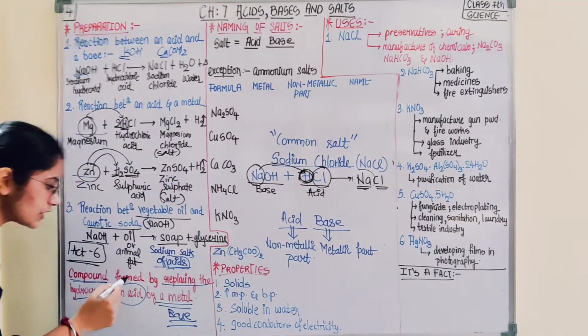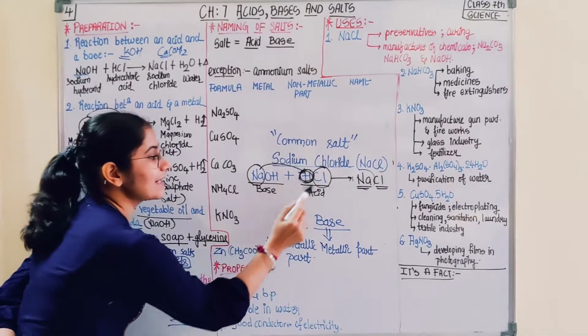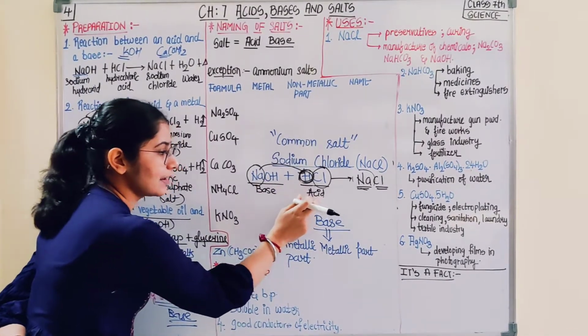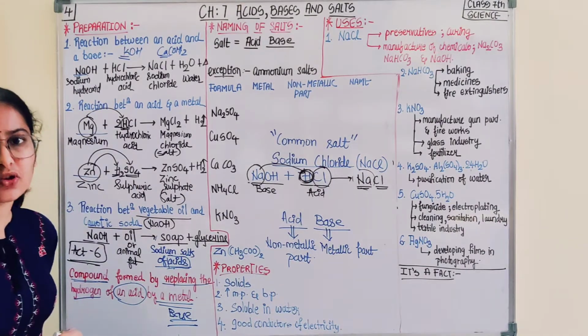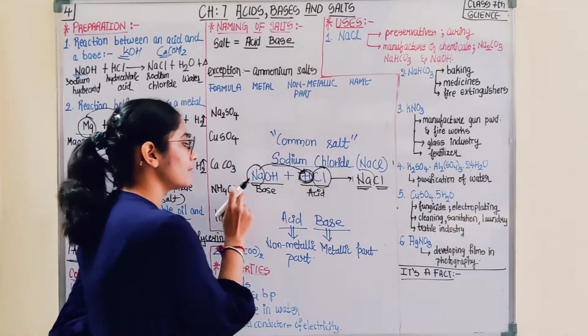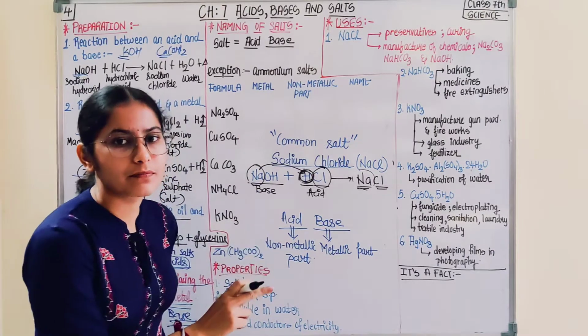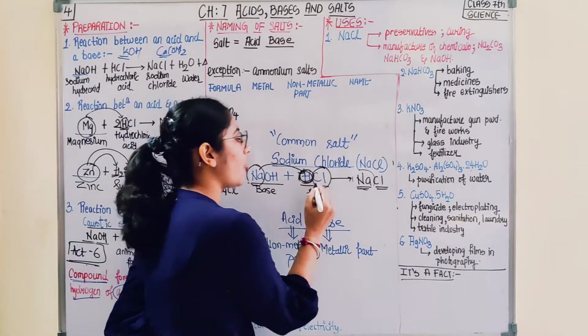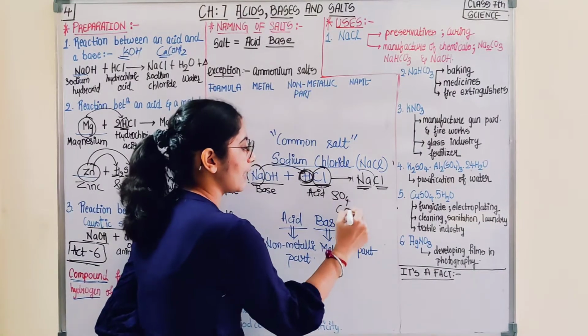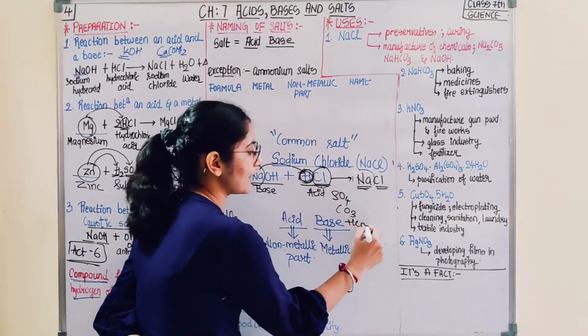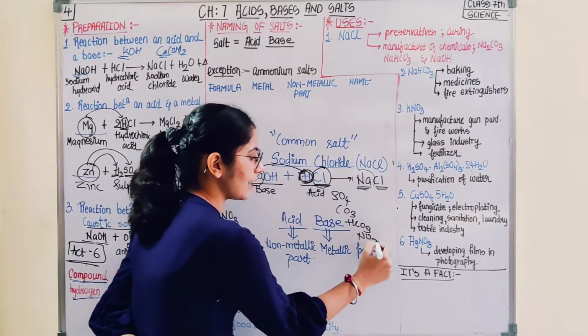So the compound which is formed by replacing the hydrogen of an acid by a metal is known as salt. The metallic portion we get from the base, and the non-metallic portion is like chloride, sulfate, carbonate, bicarbonate, nitrate, and many more.